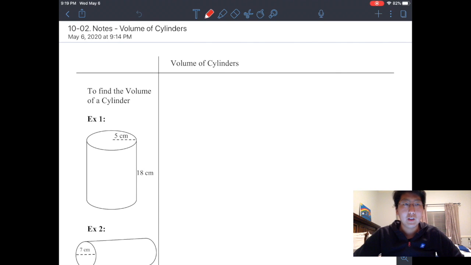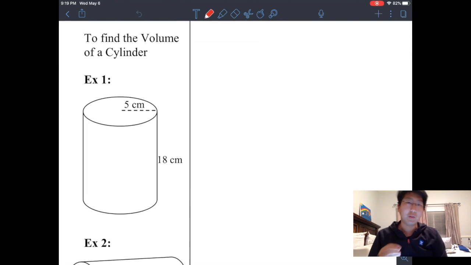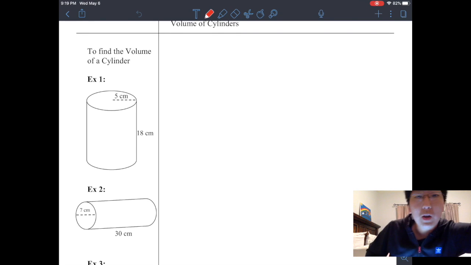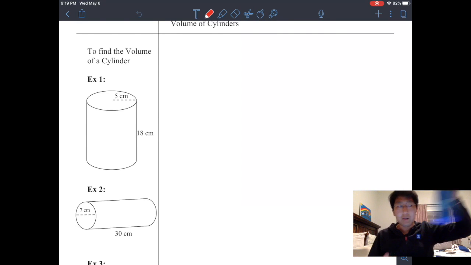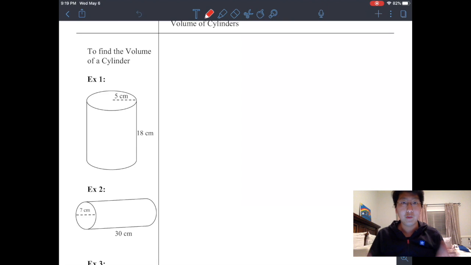Today we're going to be getting our notes on volume of cylinders. So, the cylinders, the shape we're talking about here, if you take a look, these are cylinders. They're basically like prisms, right? But they have circles. So if you think of a can, like a water bottle, like this, these are cylinders, okay? So to find the volume of a cylinder, it's going to be very similar to a prism.